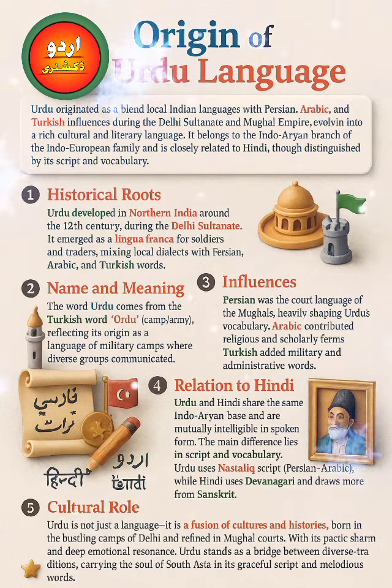1. Historical roots. Urdu developed in northern India around the 12th century during the Delhi Sultanate. It emerged as a lingua franca for soldiers and traders, mixing local dialects with Persian, Arabic and Turkish words.